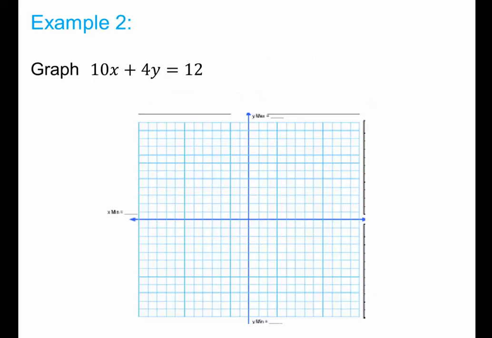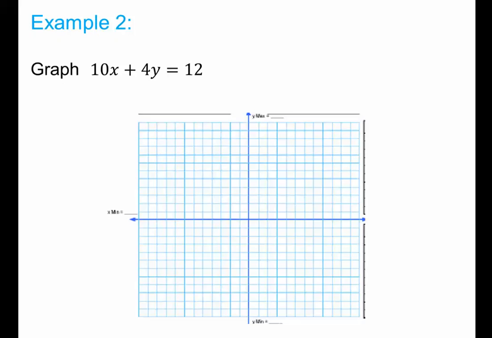So here's example 2. Graph 10x plus 4y equals 12. Notice this one is also not in slope-intercept form. You're going to have to put it in slope-intercept form. So go ahead and rearrange all this stuff so that you get y equals mx plus b. And this one's a little bit more complicated.